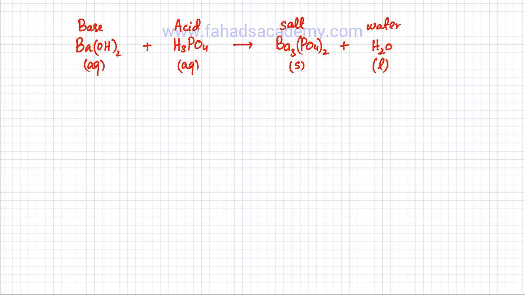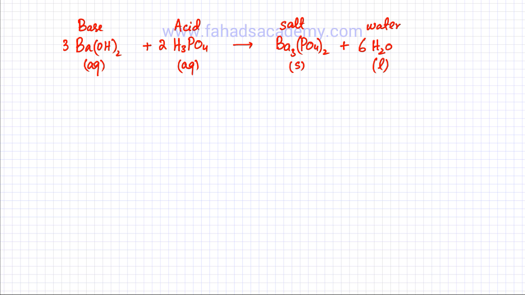So it's a typical acid-base reaction, and we can balance this equation as well. There would be 3 barium hydroxides, and there would be 2 phosphoric acids, and there would be 6 water molecules. So that's your balanced equation. So how are you going to perform this reaction in your college laboratory?